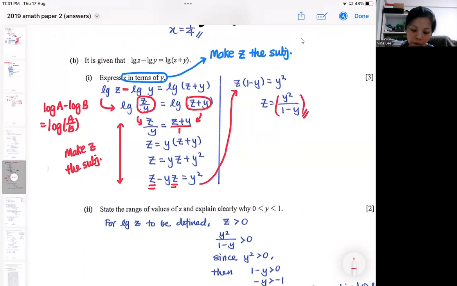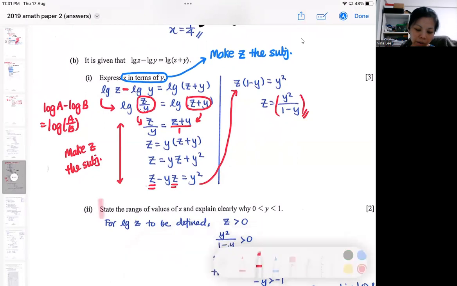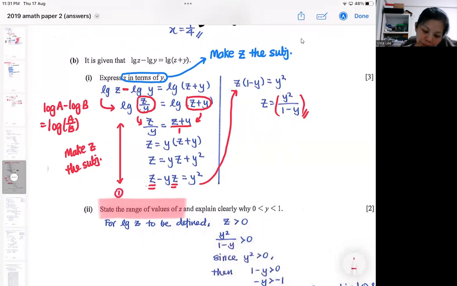Okay, so follow the instruction again. In the second part, there are two things for you to do. You got to state the range of z. That's the first item that they are asking. And then you got to explain this. That will be the second item. In logarithm, the function that we are taking log on has to be positive.